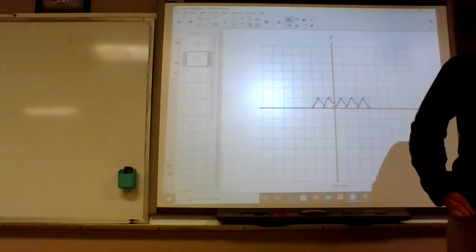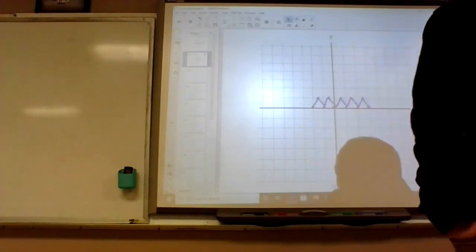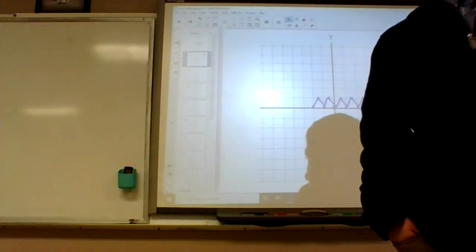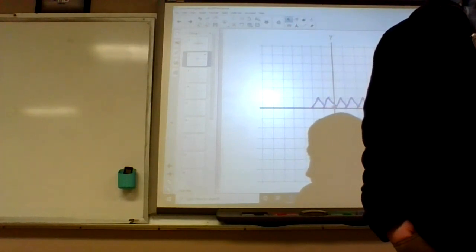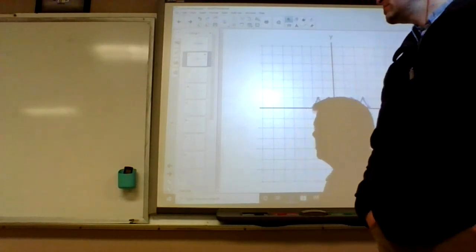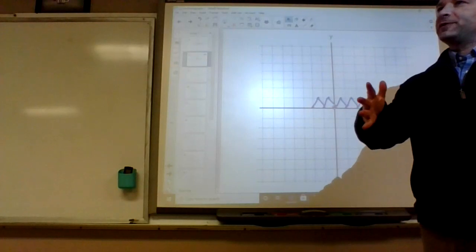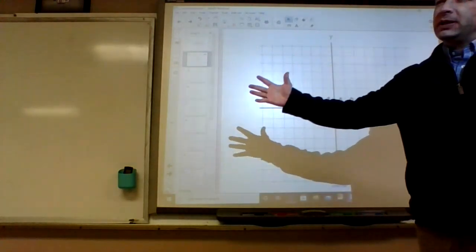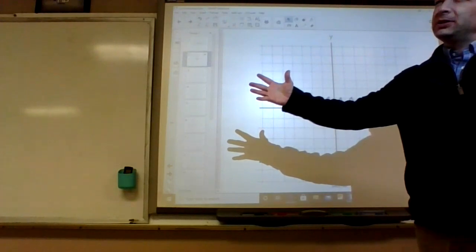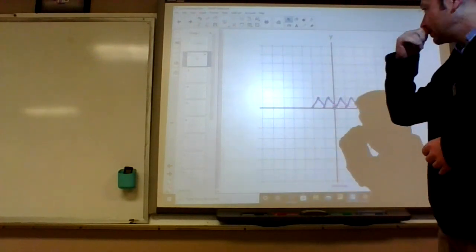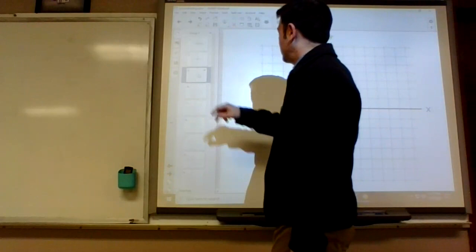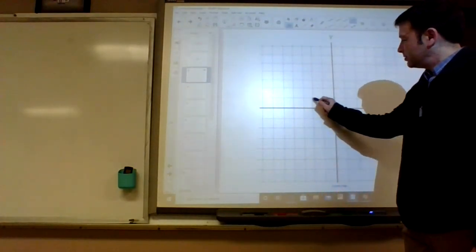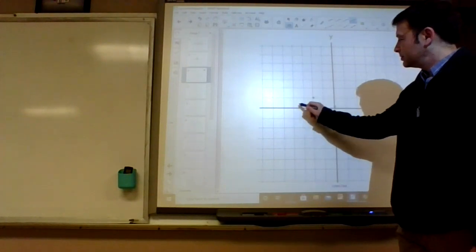Okay, so if the 2 on the x makes everything go twice as fast, what does the 1/2 on the x do? It makes it go half as fast, so it's a horizontal expansion, a stretch. I think they just say stretch. It's going to be twice as long. Starting at 0, it's going to go all the way over there before it gets up.